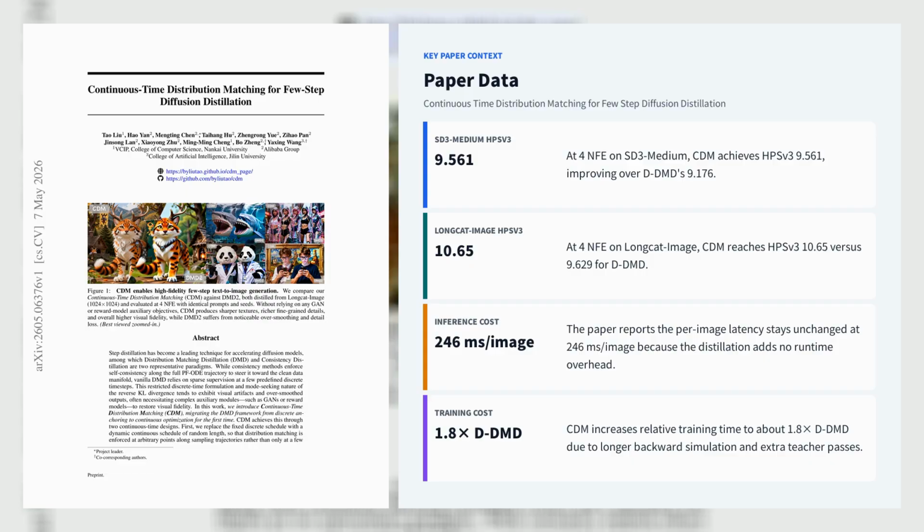On SD3-Medium and LongCat-Image at 4 NFE, CDM reports state-of-the-art results, including HPSv3 9.561 on SD3-Medium versus 9.176 for DMD, and 10.65 on LongCat-Image versus 9.629 for DMD, while matching or exceeding the 100-step teacher on several metrics. The training cost rises to about 1.8 times DMD, but inference latency stays unchanged at 246 ms per image because the distillation adds no runtime overhead.